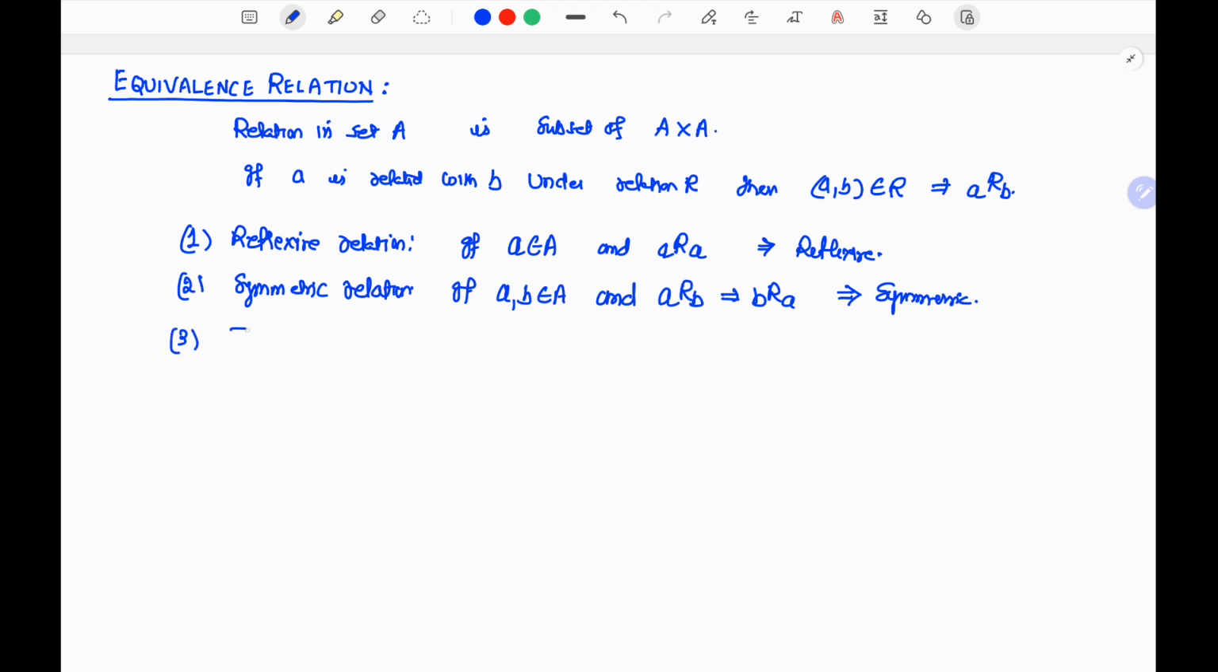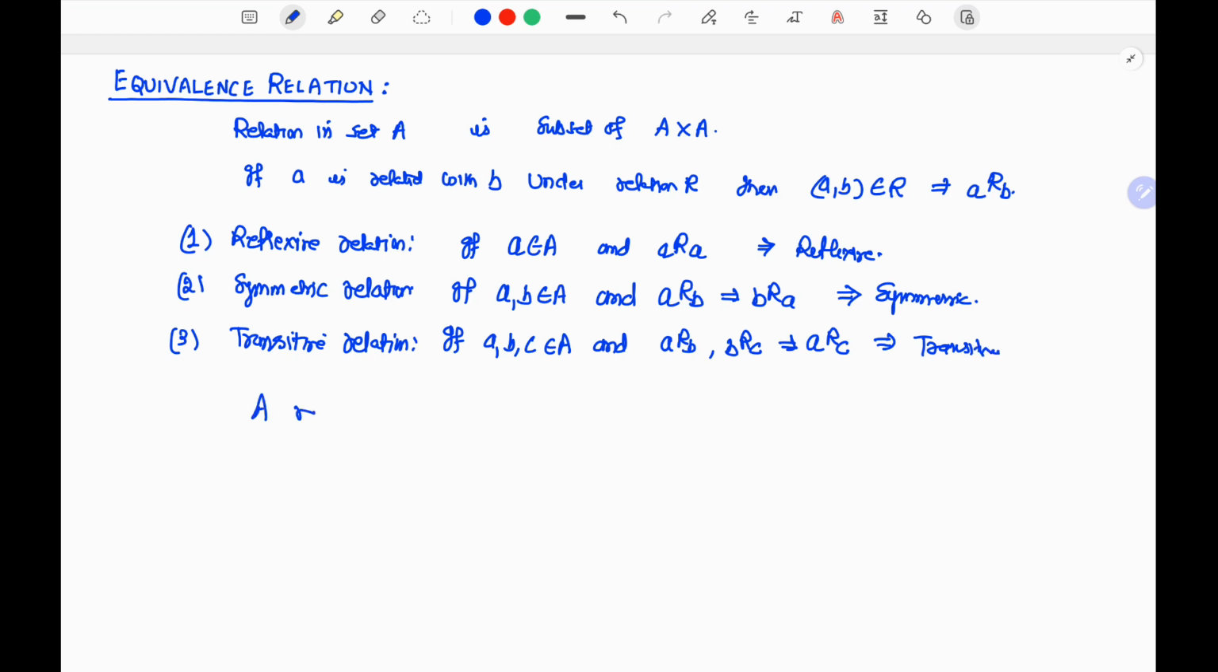Third is transitive relation. If a, b, c are three elements of set A and under relation R, a is related with b, b is related with c, this implies that a is related with c, then we say the relation is transitive.